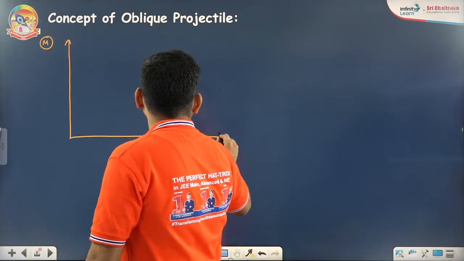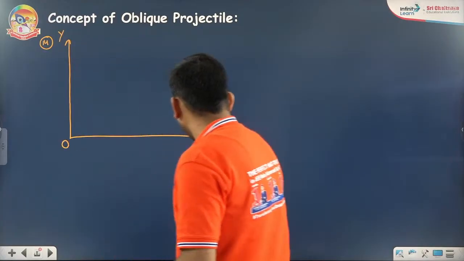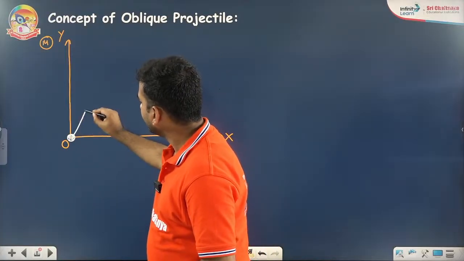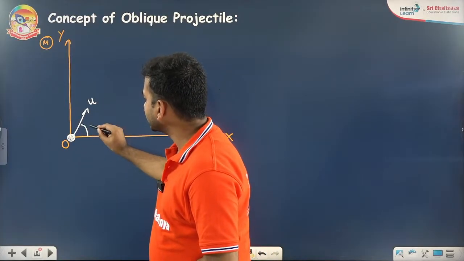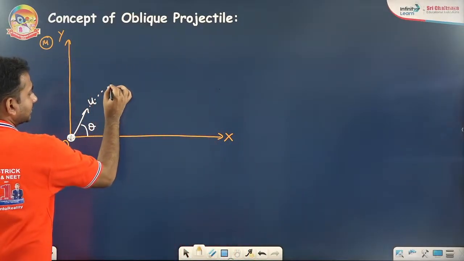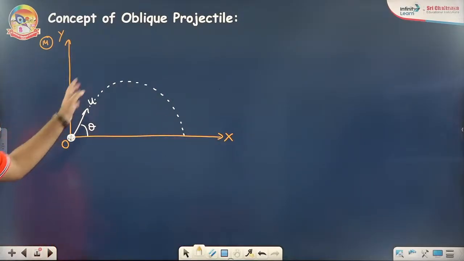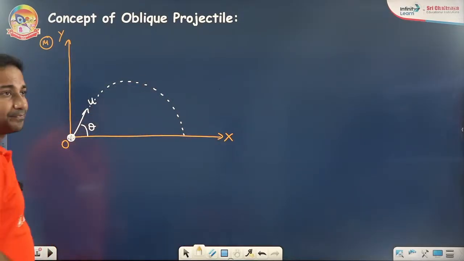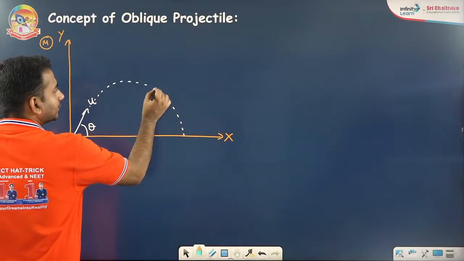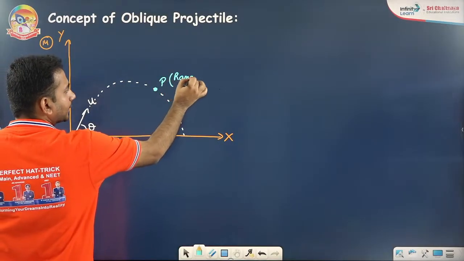Now this is the x-axis, y-axis, origin. From the origin you have thrown an object with velocity u making a certain angle theta. Let us assume that this is the trajectory, a downward parabolic trajectory here. Now at any point on this trajectory, consider a random point P.